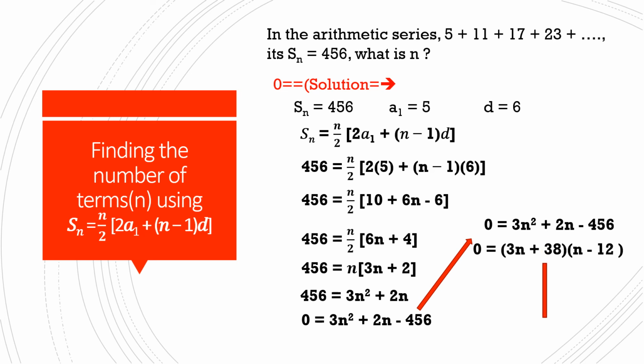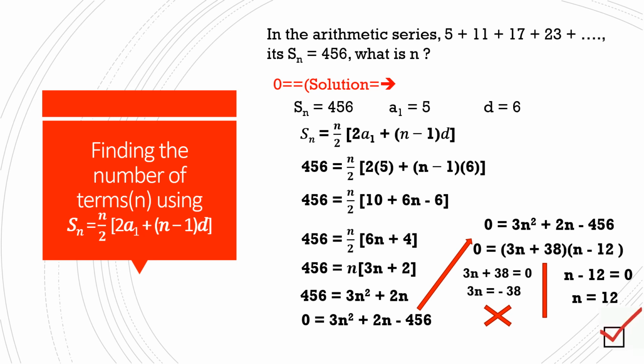Okay, so next here, we have two possible values for n. The first, 3n plus 38 equal to 0, wherein our n here is actually negative. If we divide this by 3, the result is negative. Therefore, this cannot be used because n should be a positive integer. Whereas in the n minus 12, using the additive inverse or moving the negative 12 to the other side, that becomes positive. So our n is 12, and this is correct.